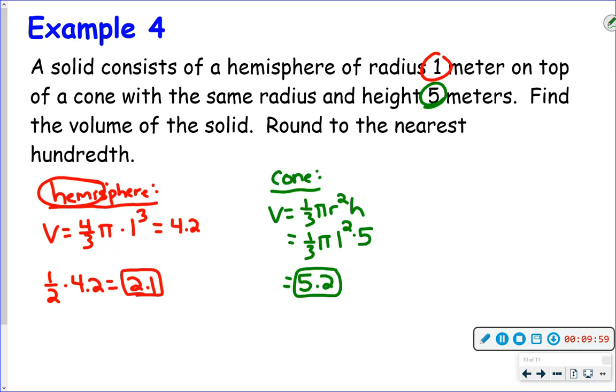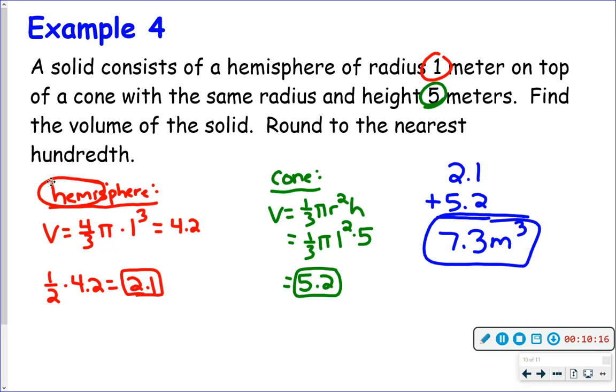Now, what's the overall volume of the figure? Well, the figure is the hemisphere combined with the cone, so it's the two added together. So I'm going to put 7.3, and now I'm going to go ahead and put a label on it. Meters cubed. Got it.